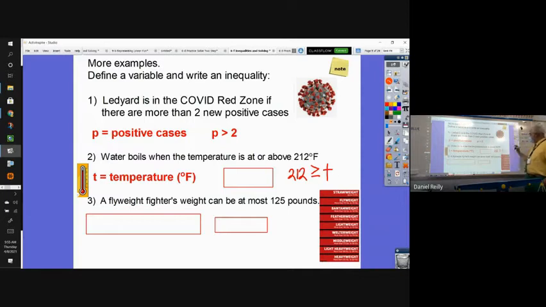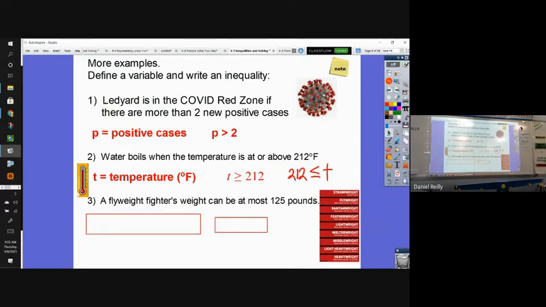Okay, so you could flip this one the other way. Not typically how we write these, but you could say that 212 is less than or equal to T, or the way I put it under the box, T is greater than or equal to 212. If it's 212, is water boiling? Yes, because it's at or above, right? At or above. So that's why the equal to sign is included, because it includes the 212 degrees.